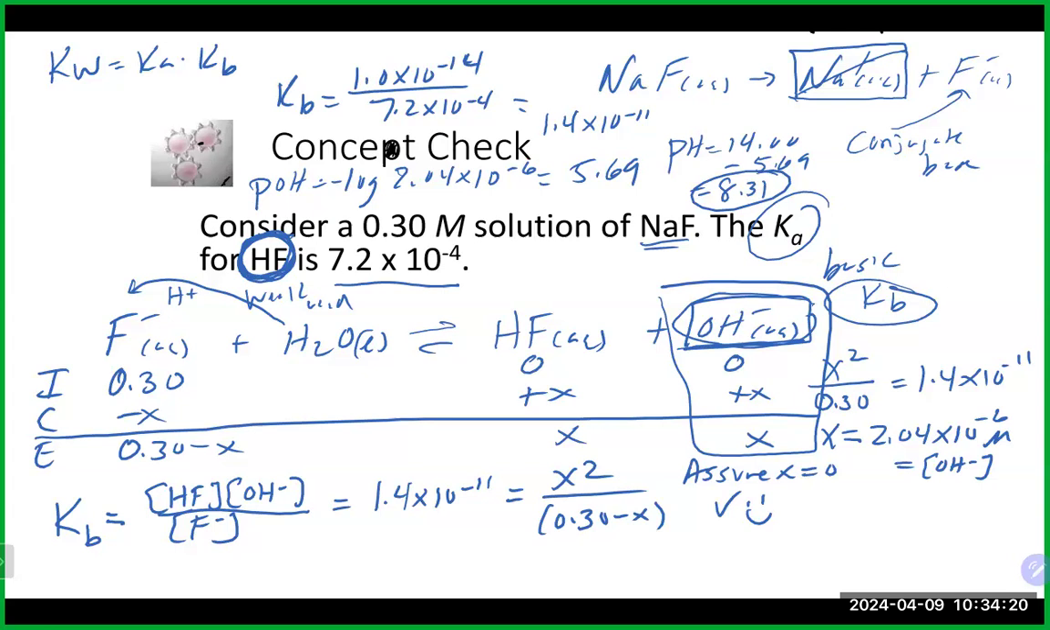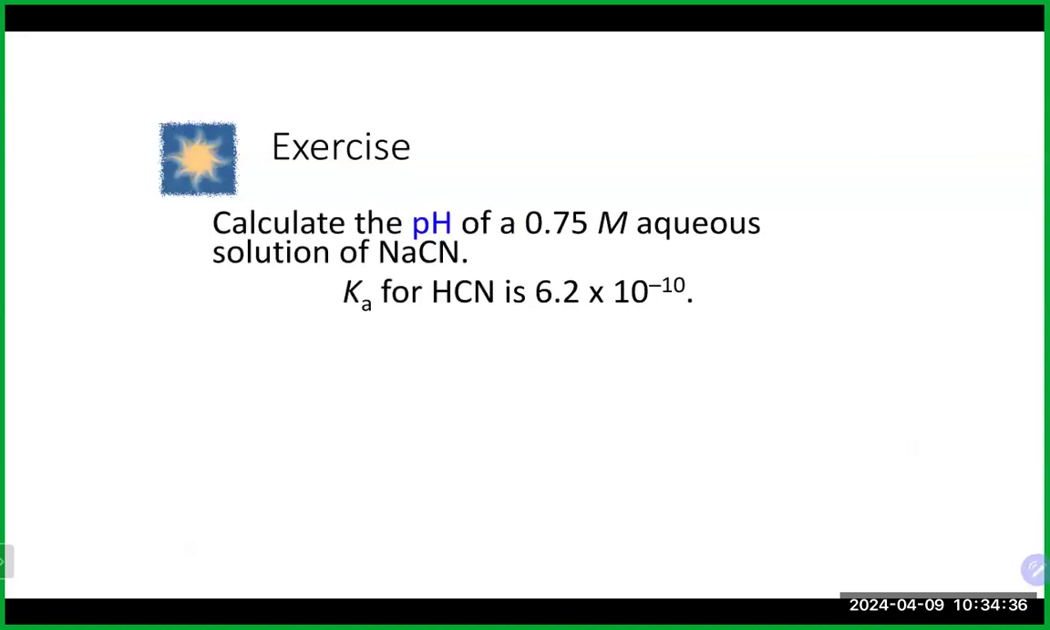Okay, let's then try another one here and make sure. Maybe we'll try another one. All right, so let's try this one here. Calculate the pH of a 0.75 sodium cyanide solution. Okay, so let's take a look.